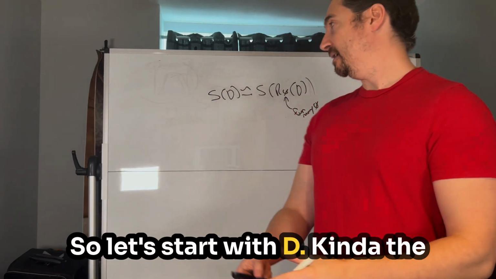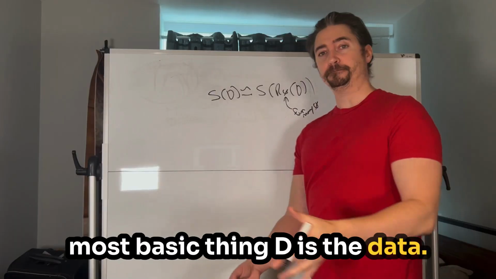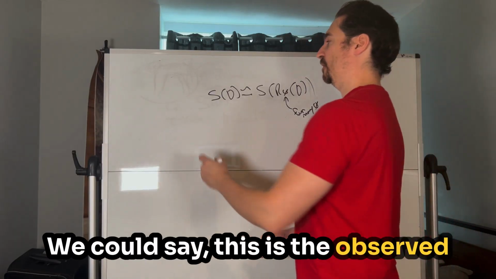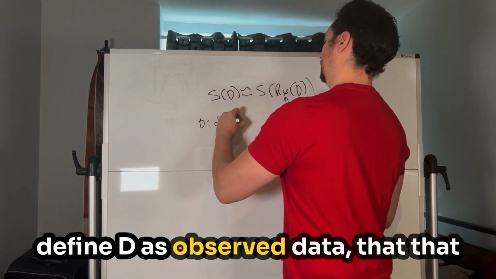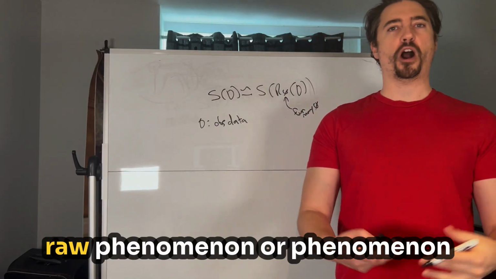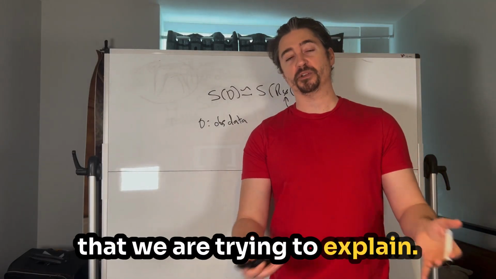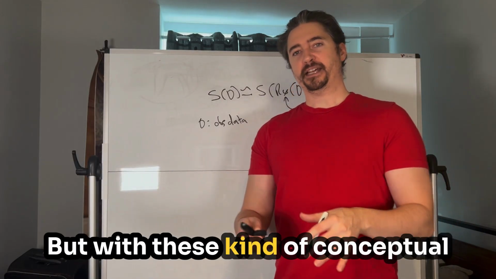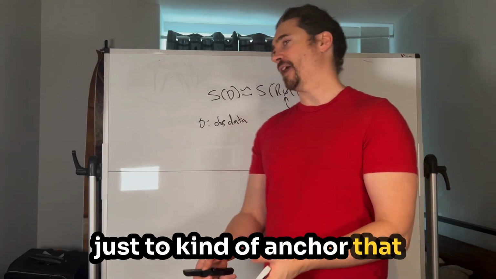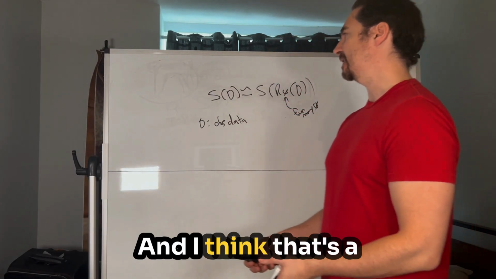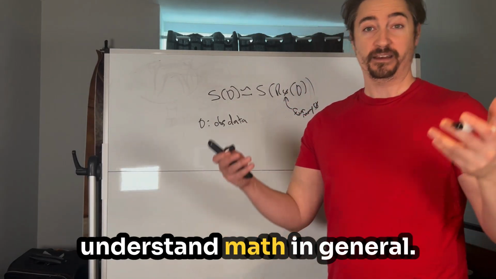So let's start with D, the most basic thing. D is the data. We could say this is the observed data. So let's go ahead and define D as observed data. Now that could be anything, the raw phenomenon or phenomena that we are trying to explain. But with these conceptual overviews, I want to use a super real world example just to anchor that mathematics in everyday life.